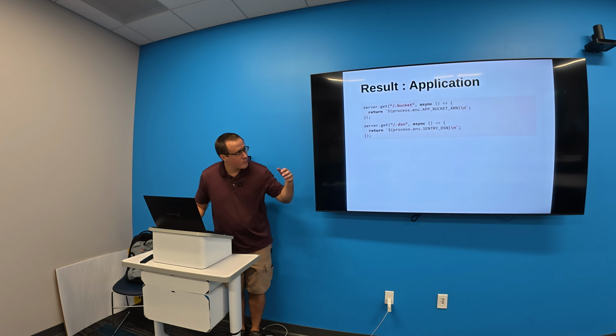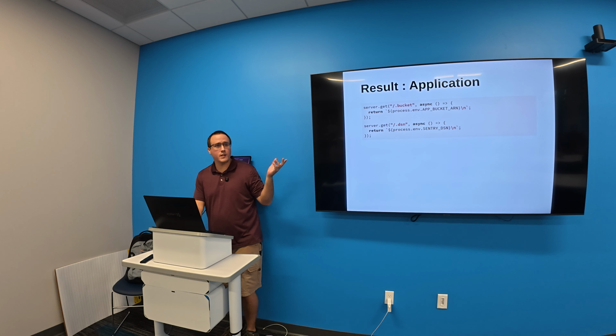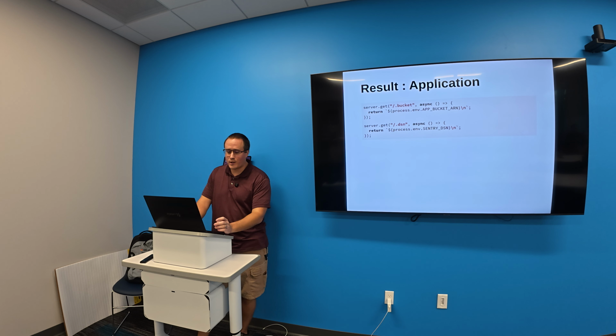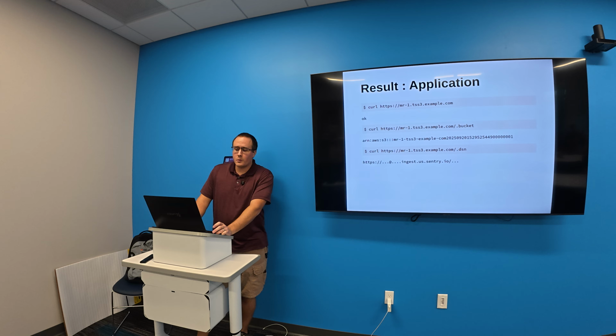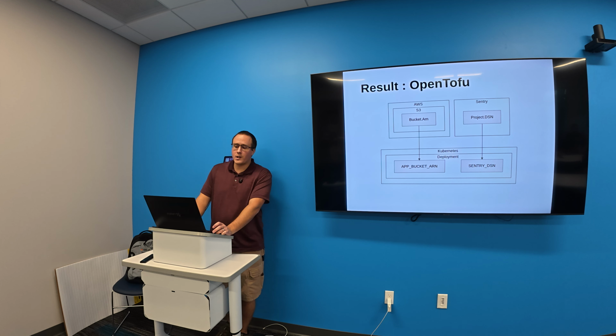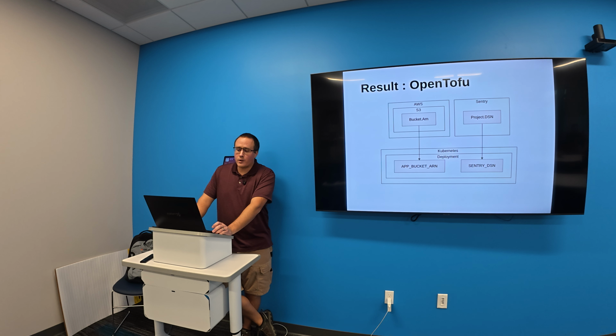So just to recall, this was our really trivial application here that's just going to print out the values of those environment variables. So if we were to curl this application, you would see that everything got tied together and it's set up the way we expect. What Tofu is actually doing there is just creating that bucket, pulling the ARN off of it after it's created, sticking it in that environment variable on our deployment, similarly with the Sentry DSN. So it's mapping all that together for us.